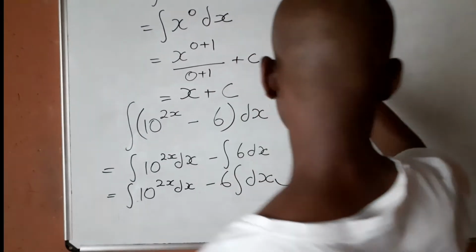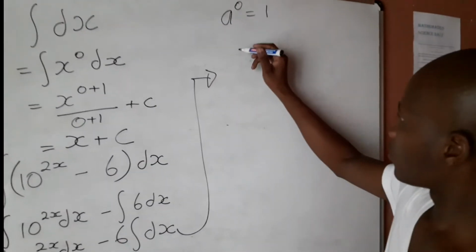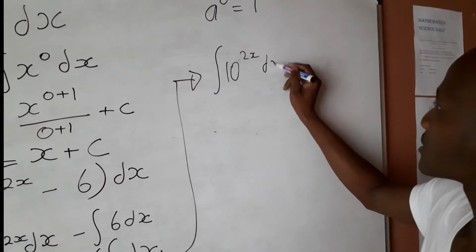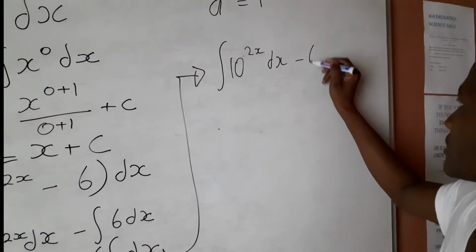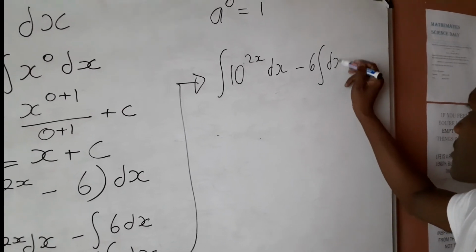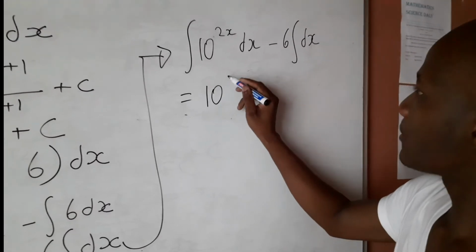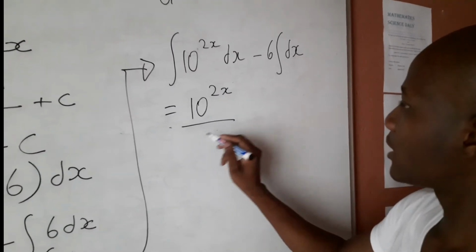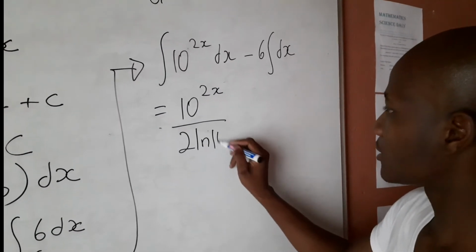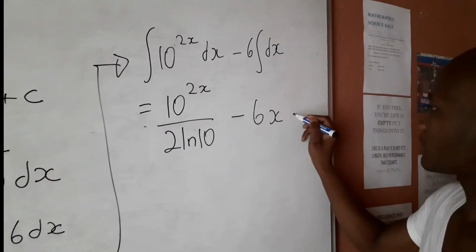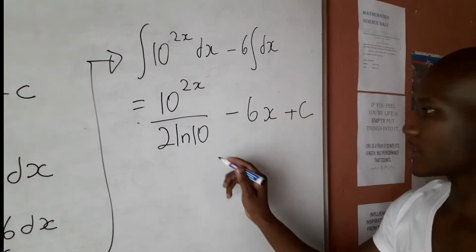So when we integrate 10 to the power 2x dx minus 6 times the integral of dx, it is going to be 10 to the power 2x over 2 ln 10 minus 6. When we integrate dx it is x plus c. Easy guys.